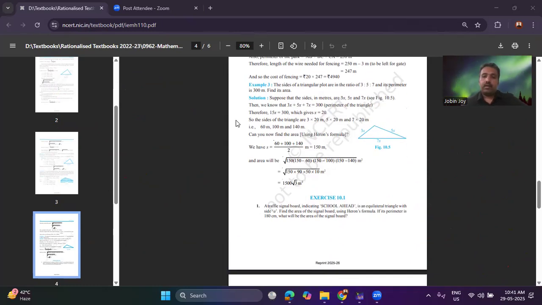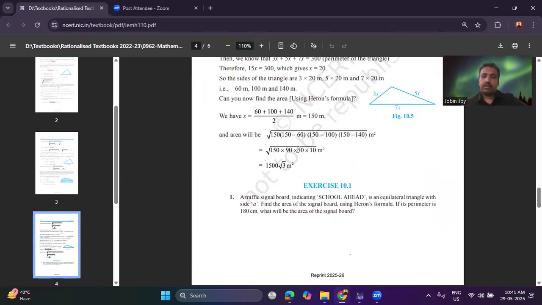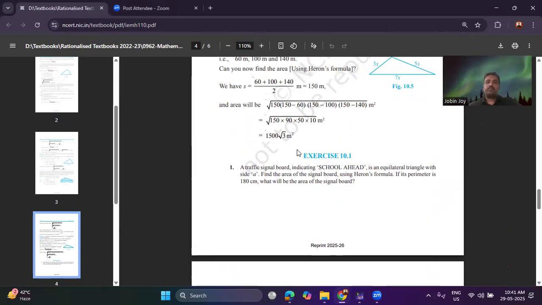Next, we will discuss some exercise problems, so you can practice these problems very easily. A traffic signal board indicating school ahead is an equilateral triangle like this with the side A. So this one side is A. That means all sides are equal because this is an equilateral triangle. Find the area of the signal board.